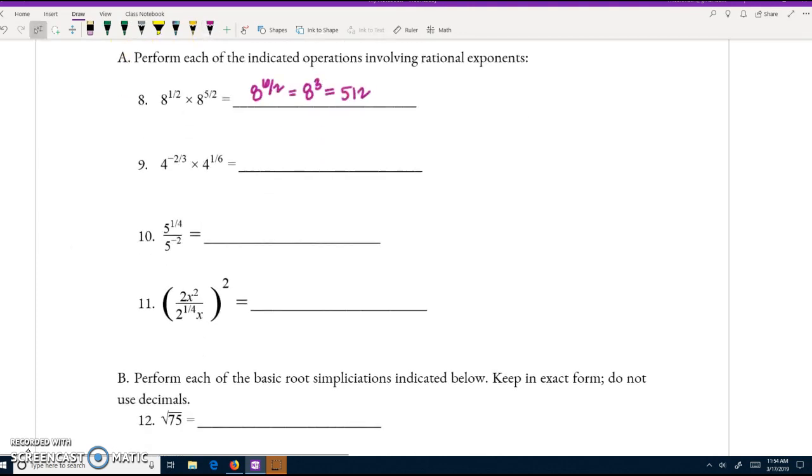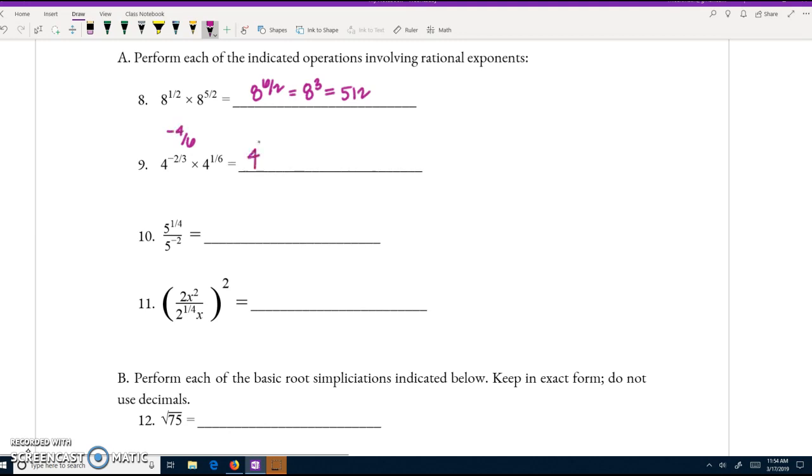Then we have 4 to the negative 2/3 times 4 to the 1/6 power. Those have the same base, so we're okay to add, but they don't have a common denominator. So what I want to do is write this as something over 6. To get from 3 to 6, we multiply by 2. So I'll have negative 4 up top. So this will give me negative 4/6 times positive 1/6.